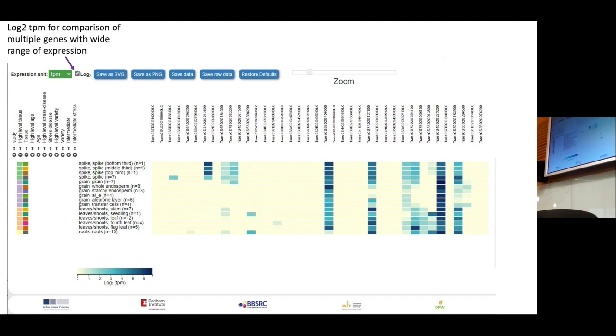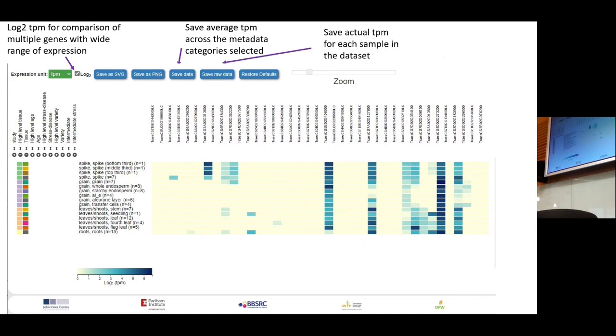For all of these, it's possible to use the buttons at the top to save the images you see, to save the numbers of the data that went into the specific image, and then to save the raw data that's behind that.